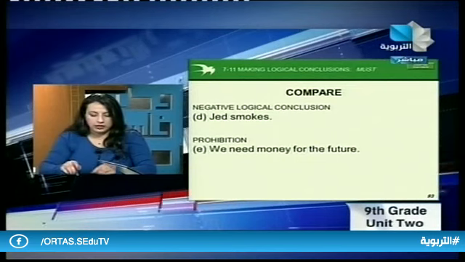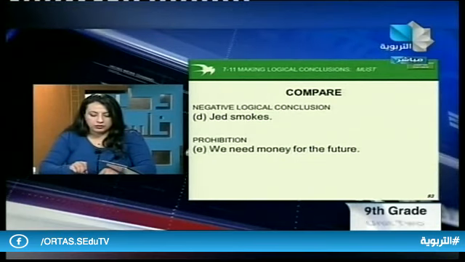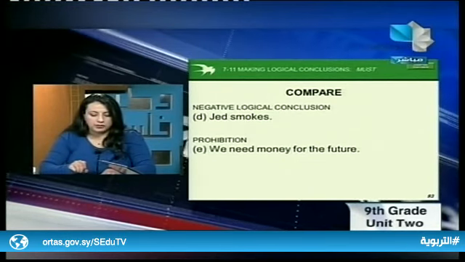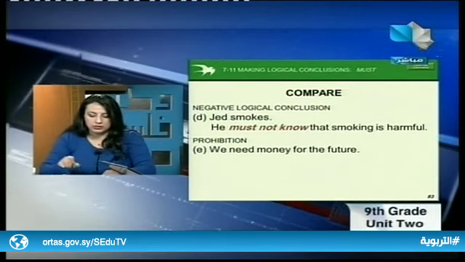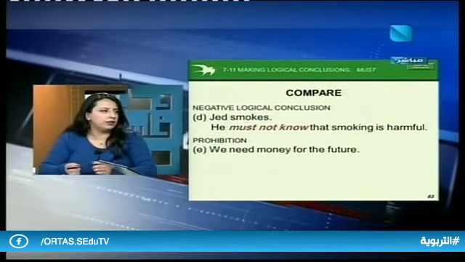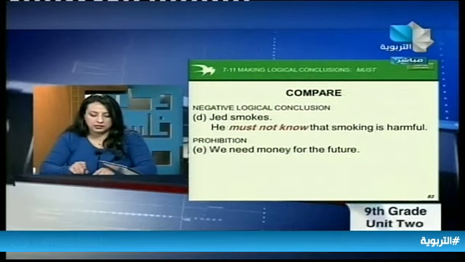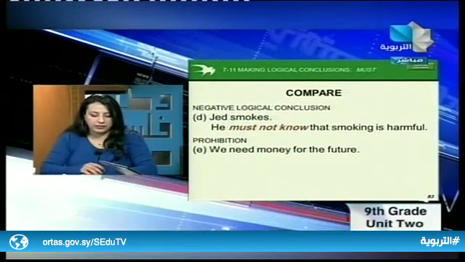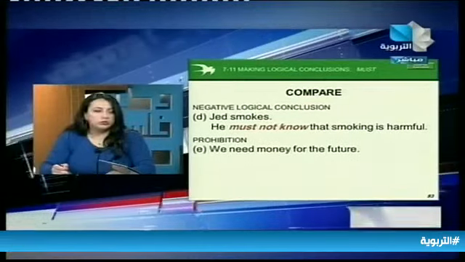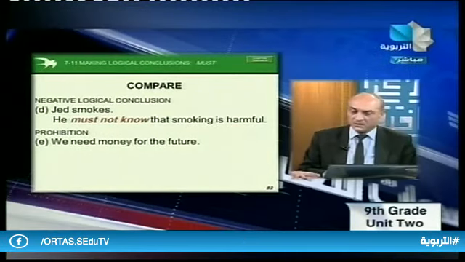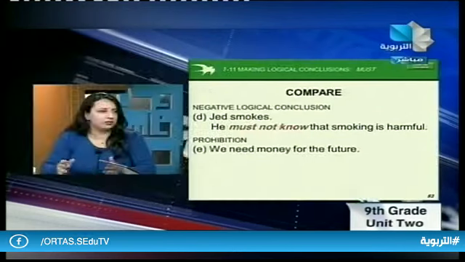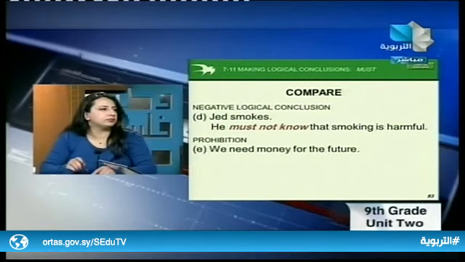Now again, comparison, negative logical conclusion. For example, Jed smokes. He must not know that smoking is harmful. If he knew, he wouldn't smoke. But he smokes, so he must not know that smoking is harmful. He has no idea about this. This is a conclusion. It may not be true, but it's not prohibition.